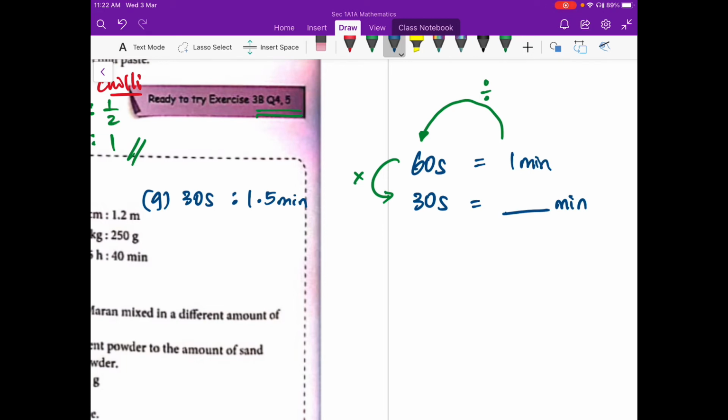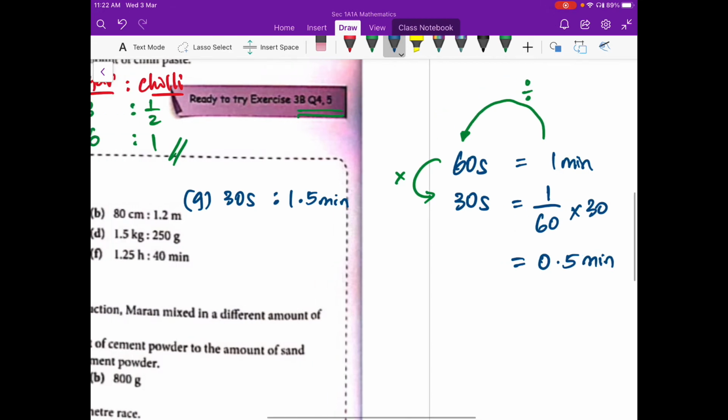Then to find out what 30 seconds is, just follow the instructions. 1 divided by 60, so divide is just over 60 times 30. And we get 0.5 minute. Okay? 30 seconds is half a minute. We are not surprised by that.